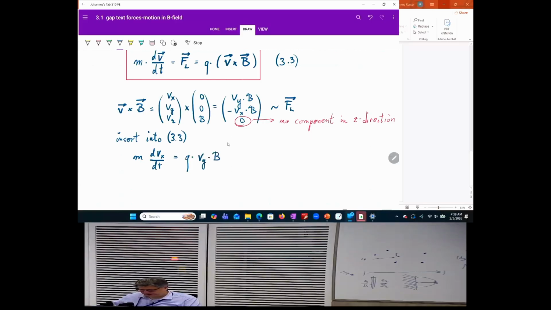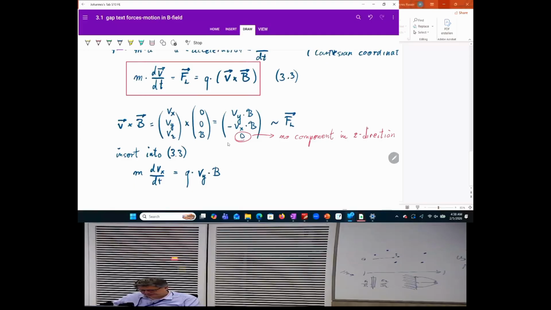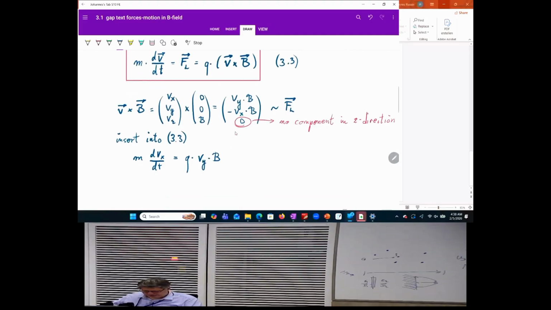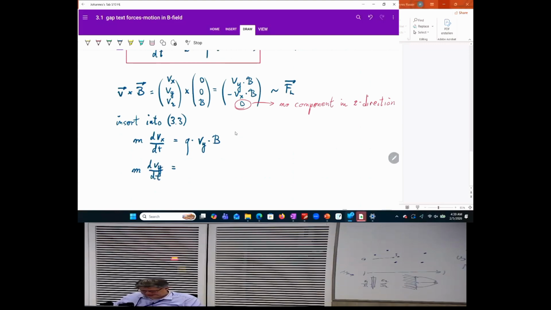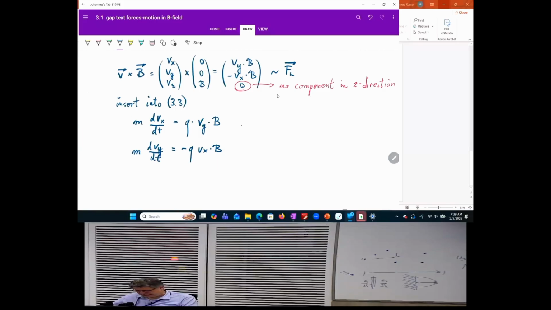That would be the equation here for the x component. For the y component, we get m times dvy/dt, and we take here the second entry, the y component, that would be minus q times vx times B. So that is our equation 3.5 according to the script.